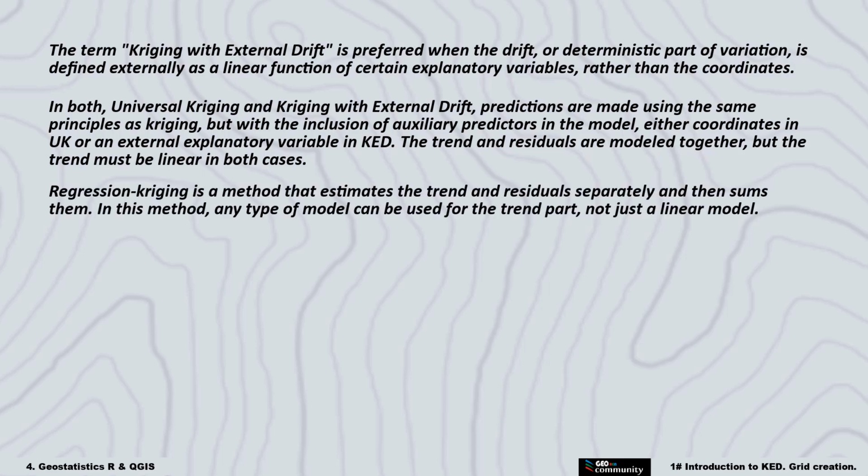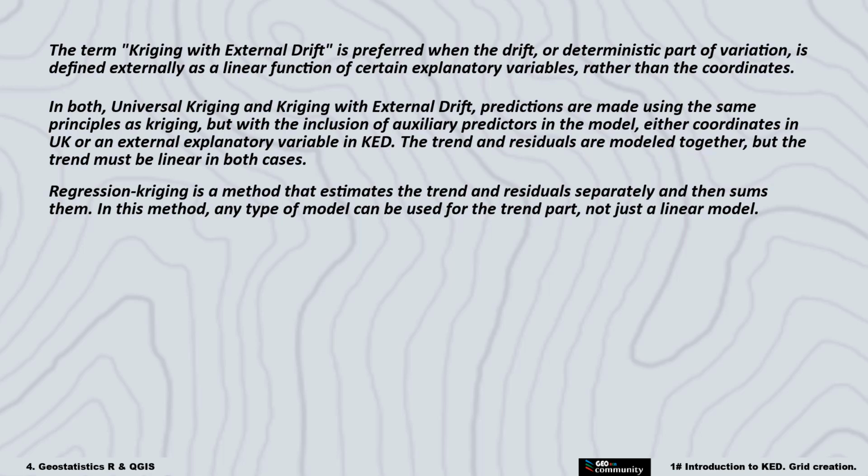Regression kriging is a method that estimates the trend and the residuals separately and then sums them. In this method, any type of model can be used for the trend part, not just a linear model. And that's a big advantage compared with the other two techniques. In this case, we can use any type of model.